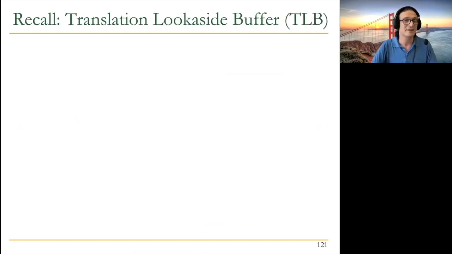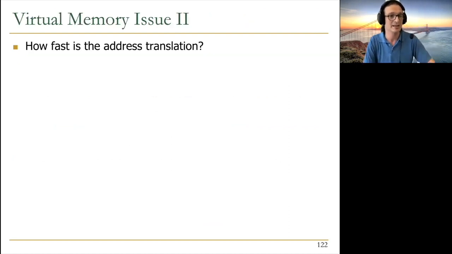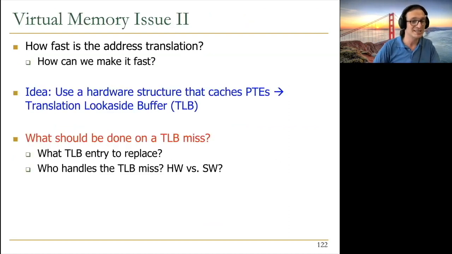So how can we speed up the address translation and check? We already know about translation look-aside buffers. We've already talked about how to make it fast. Let's talk about who manages it, meaning what if you miss in the TLB? The TLB caches the recent translations, but what if you miss in the TLB? What TLB entry do you replace? Clearly, it's a caching decision. Who handles the TLB miss? Hardware versus software. And there are advantages and disadvantages.